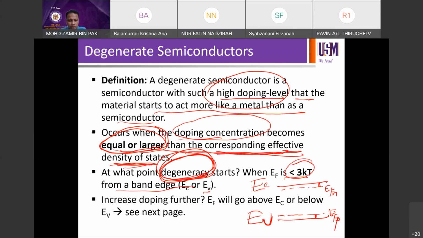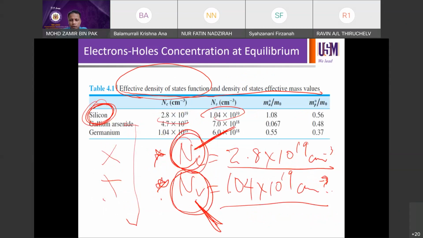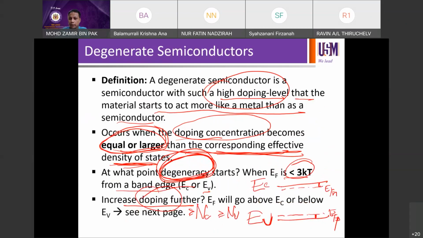So what happens if you increase the doping further? If you have already equaled or exceeded NC, or already equaled or exceeded NV, but you keep increasing. So that means you have hit 2.8 times 10 to the 19 for N-type, but you keep increasing. You want to go for 5 E19, 7 E19, 9 E19. What happens? Okay. EF will go above EC or below EV. It can even go into the EC or into the EV when you exceed this.